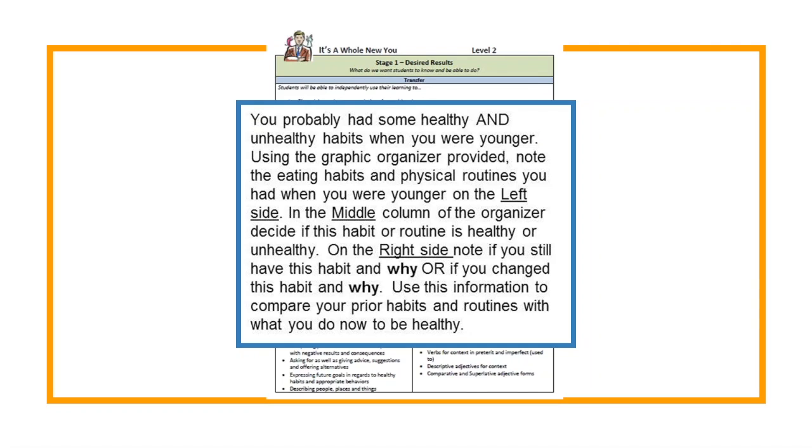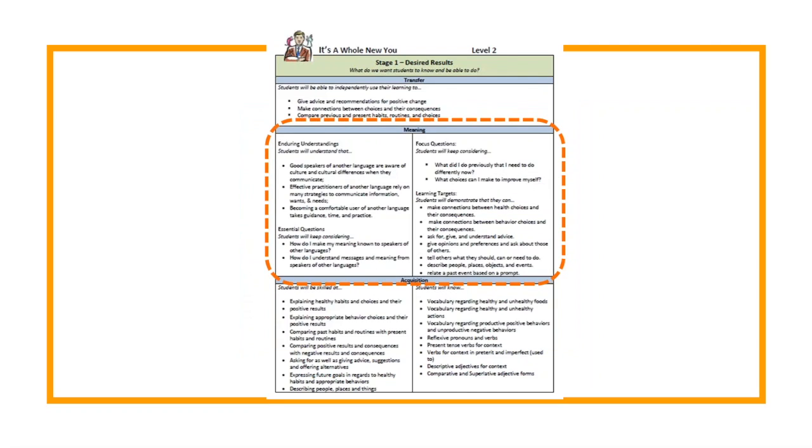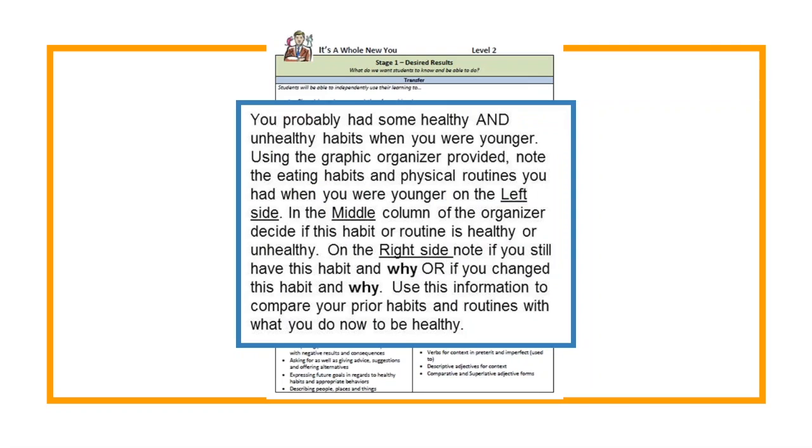So this could be a writing task or a speaking task. This could be an interpersonal task. But this is my task that's going to help make meaning. And if you looked back at our meaning goals, this is learning target number 1. I can make connections between health choices and their consequences. So in this task, I'm assessing, can they do that? Okay? And also, notice I'm practicing the past tense. Okay? Because I'm talking about what I did when I was younger and what I do now.